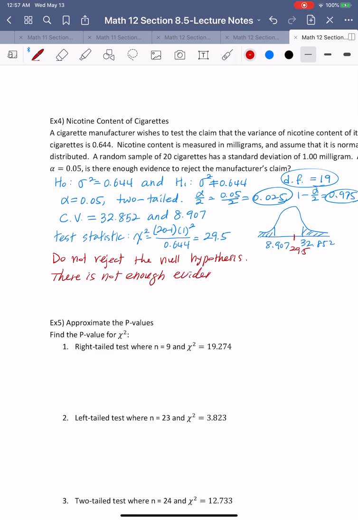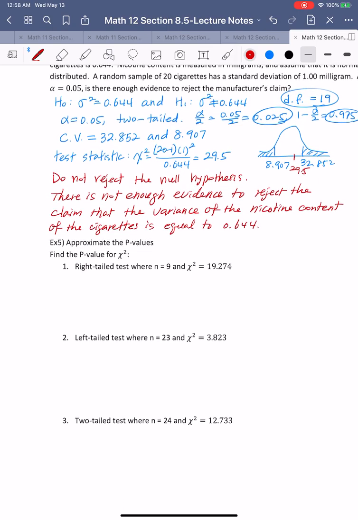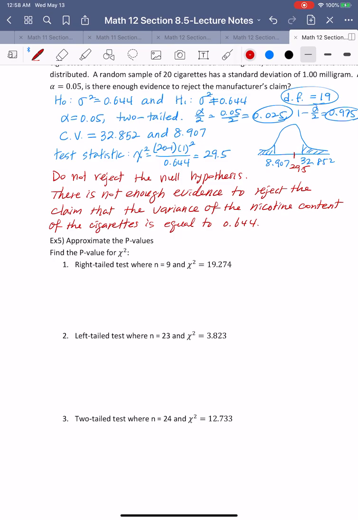there is not enough evidence to reject the claim, which is the variance of the nicotine content of the cigarette is equal to 0.644. Okay. All right, let's use a p-value, which I don't really recommend using here, but we still need to try.